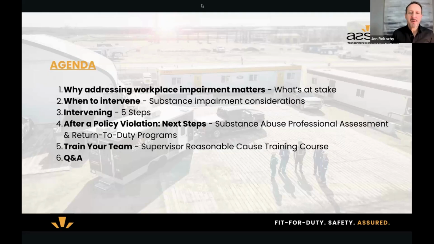Then we're going to look at after the policy violation, now what? If somebody fails a drug test, tests positive on a drug and alcohol test, or self-discloses a substance use disorder, what do we do? How do we appropriately deal with this? I'm going to give you some steps on that. And then the fifth is how to train your team to get everybody on the same page, so you're dealing with this as a unified team. And then, of course, if there are questions, I'll leave some time for that at the end.